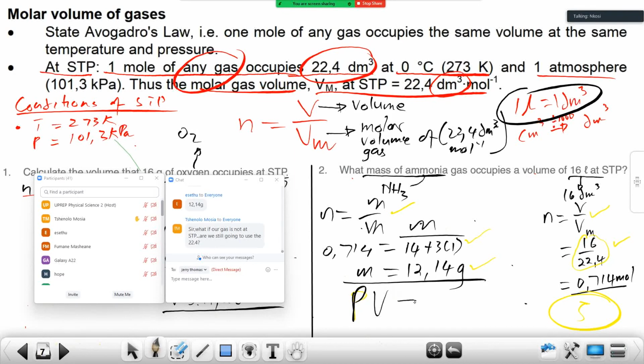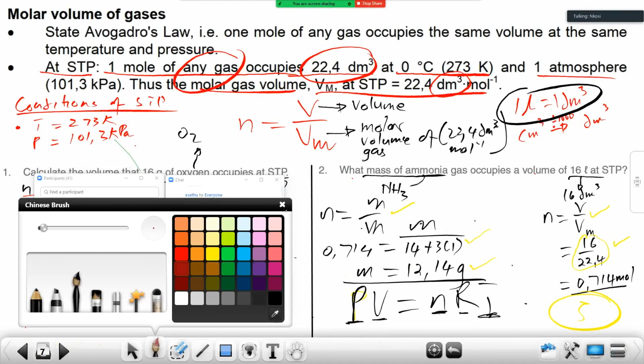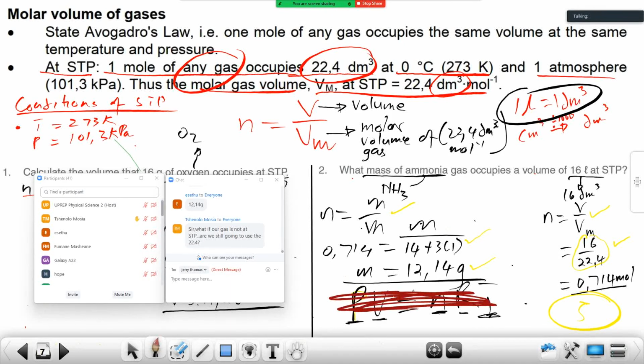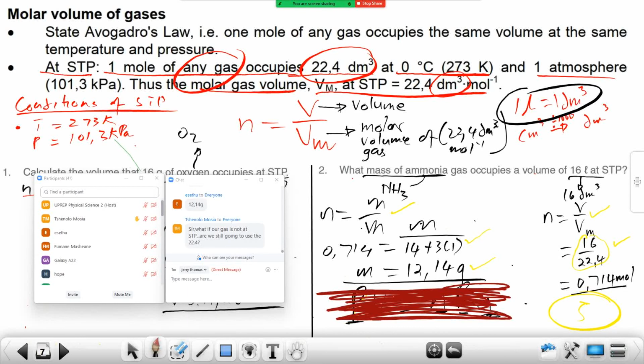If somewhere you came across this equation PV equals nRT, this is where we are going to use that. The P will be for pressure, the T for the temperature, the n for the number of moles, the R for gas constant, and then the V for the volume. But this has now been taken out. This is no longer relevant after CAPS, but the conditions of STP still do apply.